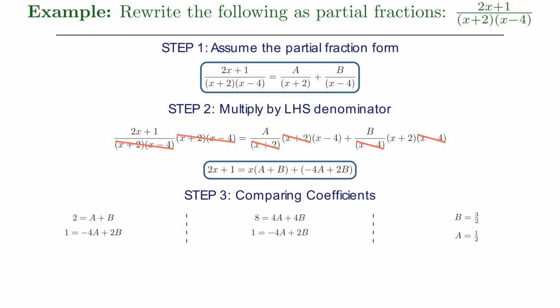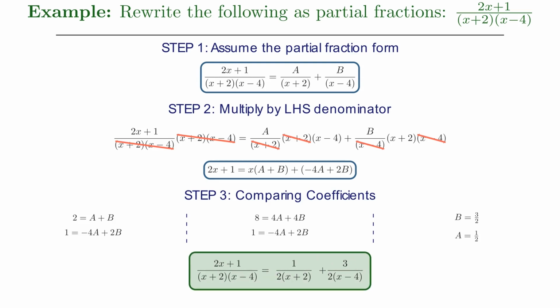And now we've found A and B, we can put this back into our assumed partial fraction form. This means that (2x + 1) over (x + 2)(x - 4) is equal to (1/2) over (x + 2) plus (3/2) over (x - 4).